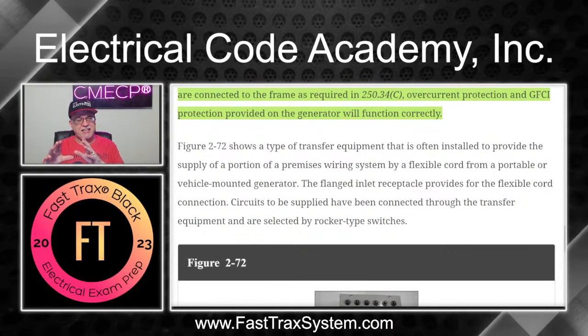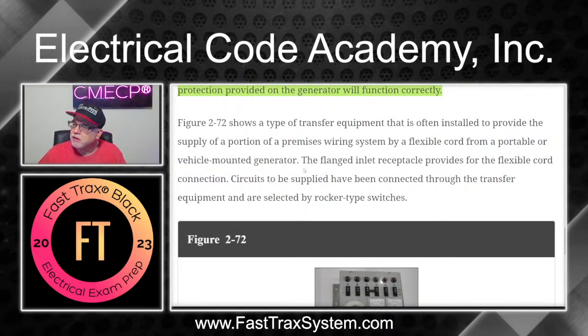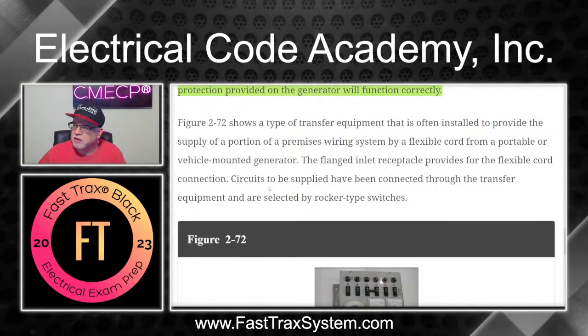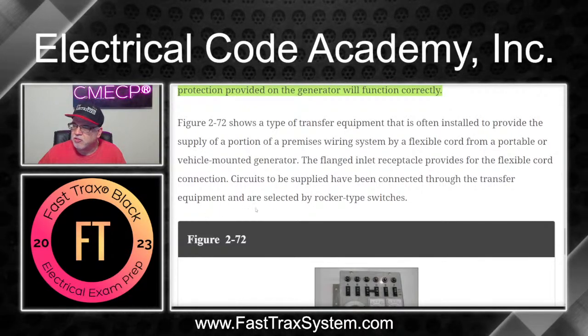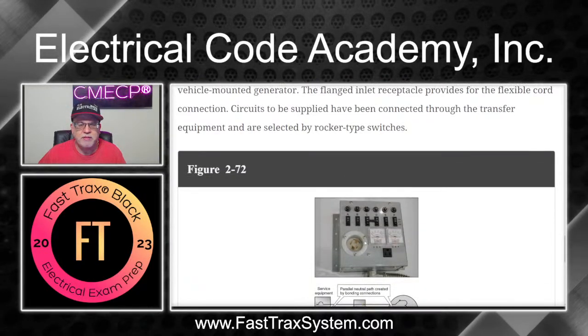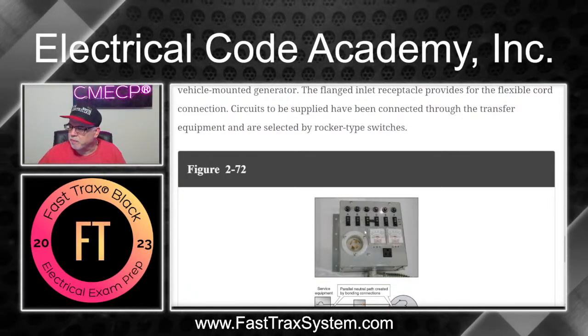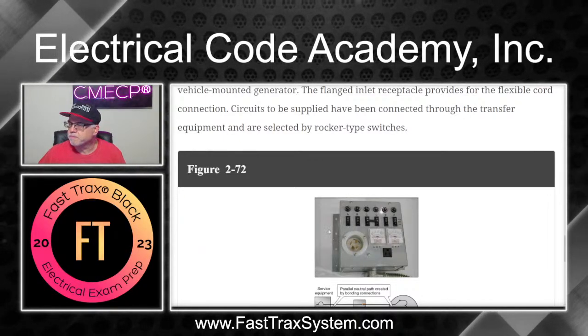Okay, so this is the inlet. Okay, and this is a transfer switch that would be utilized. One of them that would be utilized. It says the flanged inlet receptacle is provided for the flexible cord connection. Circuits to be supplied have been connected through the transfer equipment and are selected by rocker type switches. So this is what we see right here. So here's the inlet, and it would go from here over to the generator, right? And these are your rocker switches that allow you to turn on the different circuits that are supplied through this small, looks like 6-circuit, transfer switch, okay?